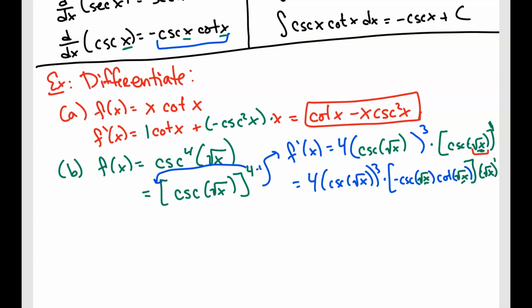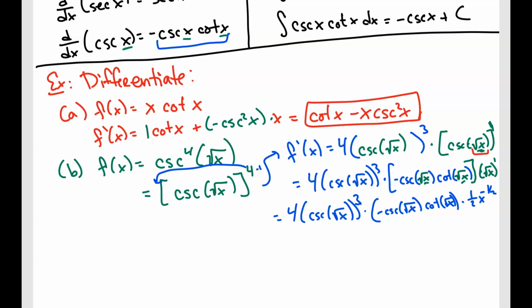So now let's go ahead and do this. This is going to be equal to 4 cosecant of square root of x to the power of 3 times negative cosecant of square root of x cotangent of square root of x. The derivative of square root of x is just going to be 1/2 x to the negative 1/2. At this point, this looks really messy, but let's go ahead and clean it up a little bit.